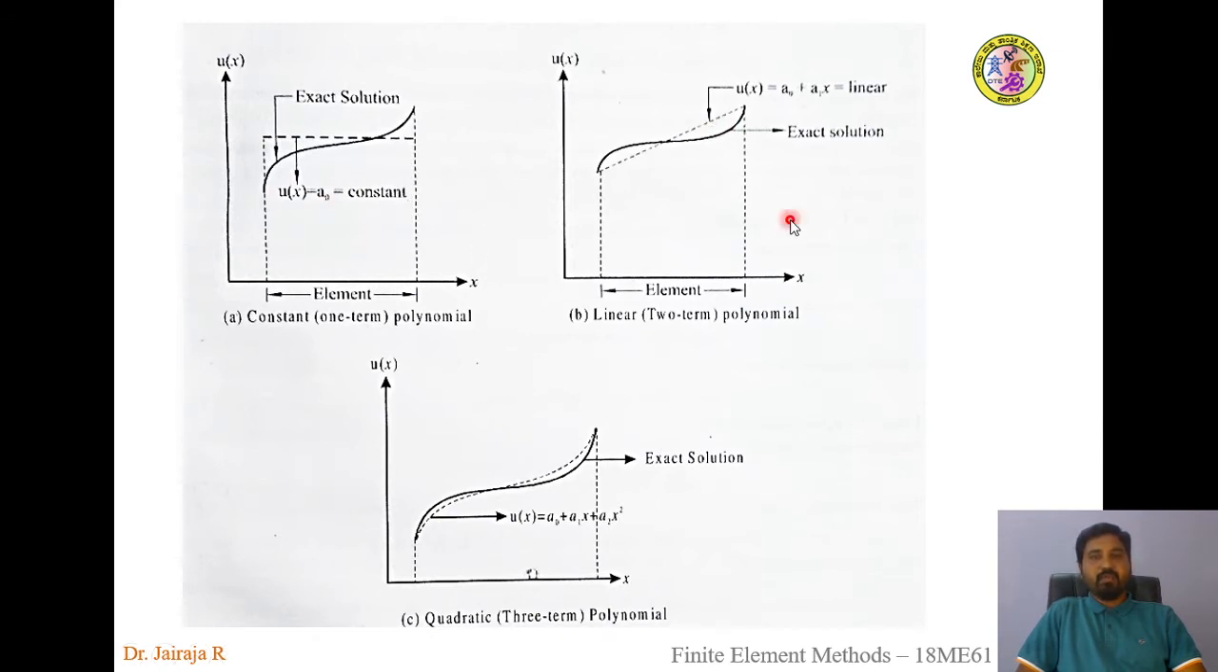If I use three terms, like a quadratic polynomial, u is equal to a naught plus a1x plus a2x square, and solve it, the FEM results from the quadratic polynomial are nearer to the exact solution, but a gap still exists. So that means the more terms used in the polynomial equation, the more accurate the results will be.